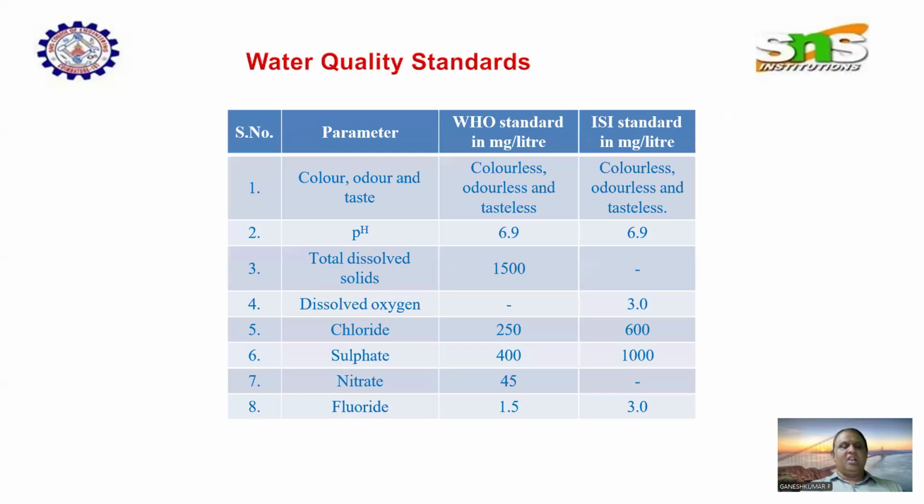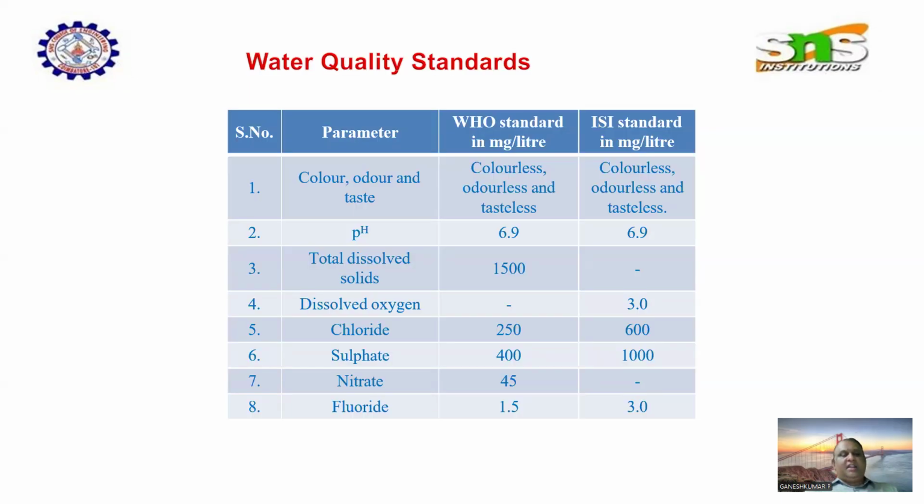So what are water quality standards? The WHO and ISI standards have been given. pH is 6.9 for both. And the chloride content is 250 as per WHO and 600 as per ISI. Sulfate here is 400 and there it is 1000. For nitrate, no value. Fluoride, 1.5 here. Compared to the WHO standard, ISI standard values are a little bit higher.